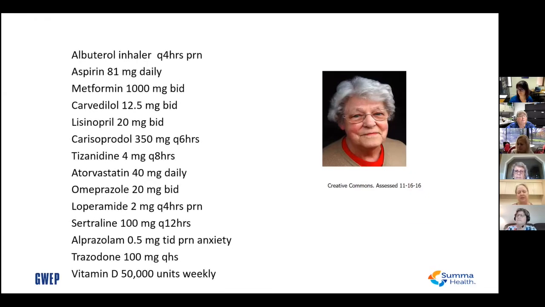Just to give you a little information about this, this is a case that came up a few years ago. This is a fairly typical medication list, I think, for a lot of older patients that have several chronic diseases. You can see she's on a lot of medications. Next slide.